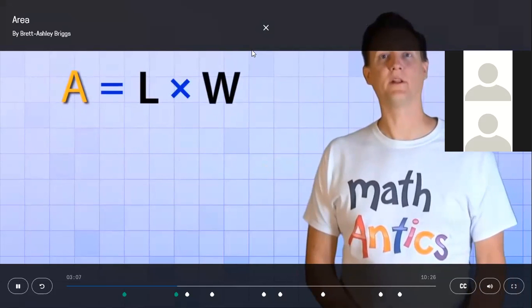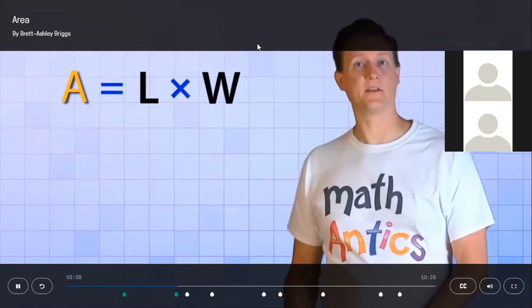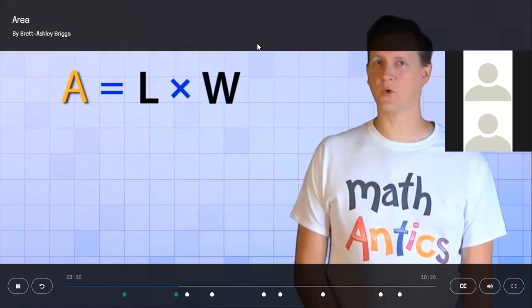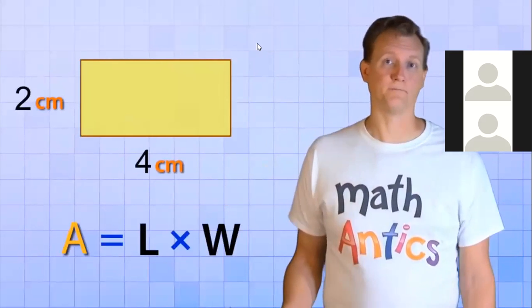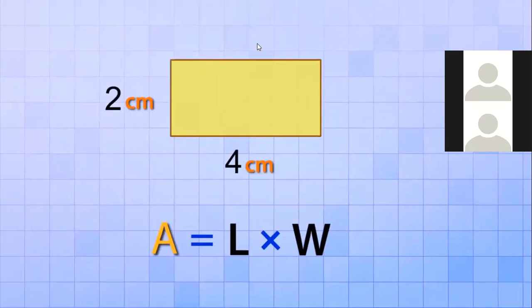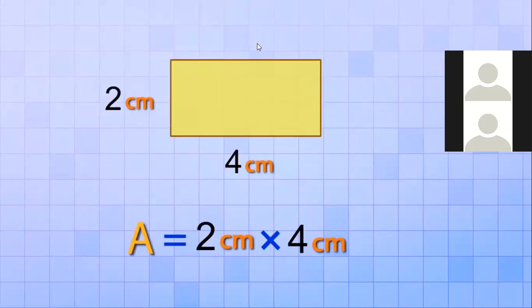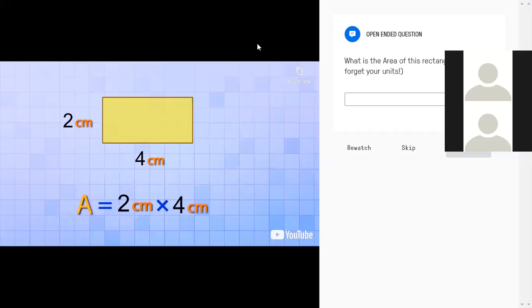Our formula, area equals length times width, worked for our square. Now let's see if it works for a rectangle. Here's a rectangle that's 4 centimeters wide and 2 centimeters long, or tall. First, we plug the length and width into our formula, 2 centimeters and 4 centimeters. What is the area of this rectangle? Don't forget units.